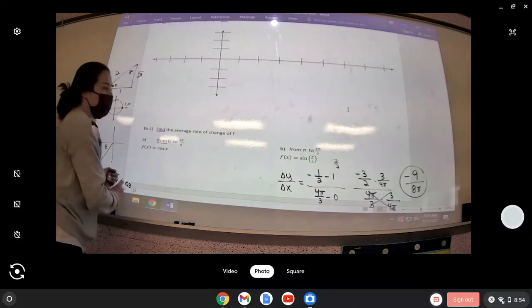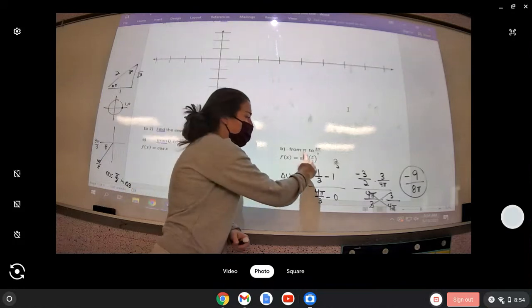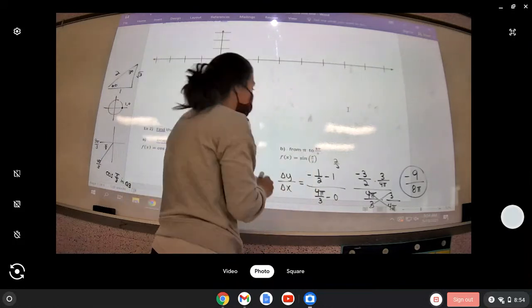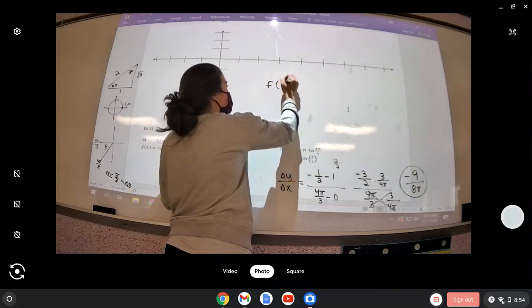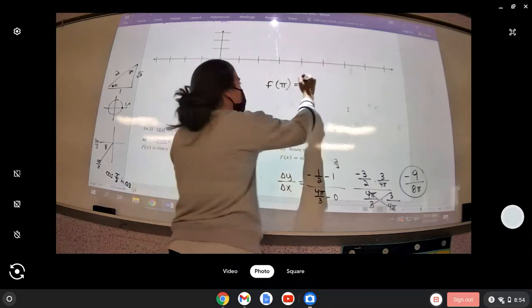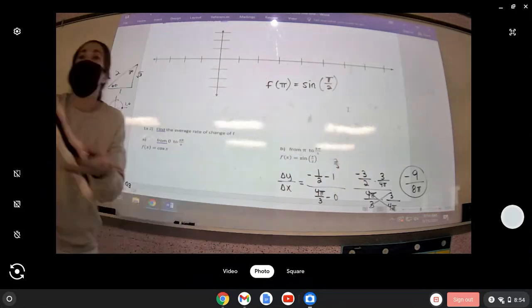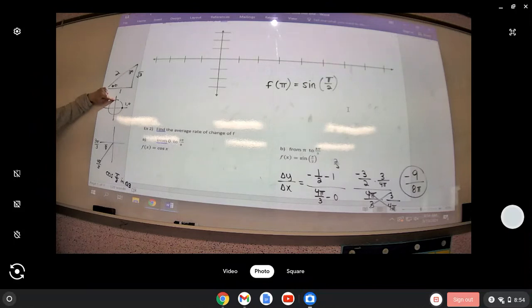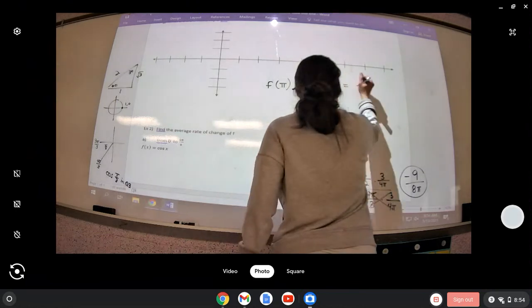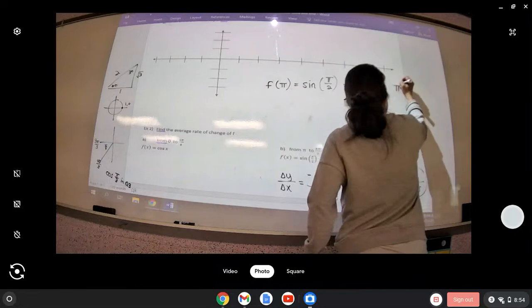I need space. I'll go up here. All right, so now we're going to find the average rate of change from pi to 3 pi over 2. All right, so let's plug it in. First, we're going to plug in pi to create an ordered pair. So f of pi is going to be the sine of pi, but then you divide it by 2. So really, it's not the sine of pi anymore. It's the sine of pi over 2. Well, guys, at pi over 2, what was the y coordinate? So it's 1.